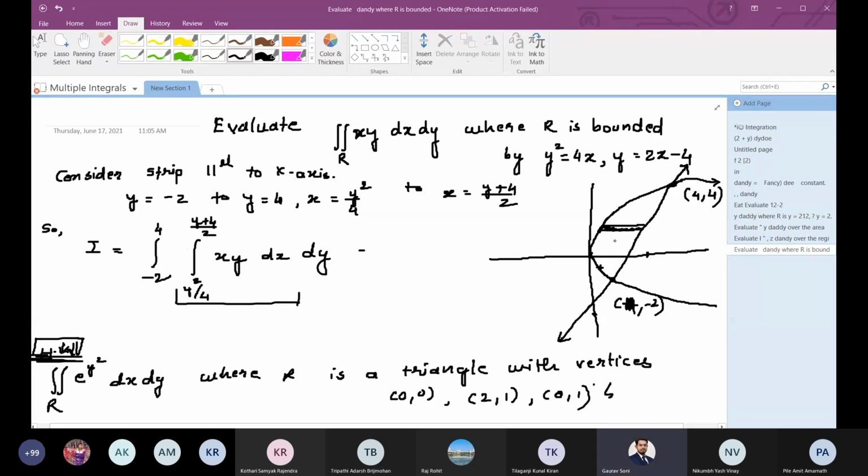Fine. So the final answer for this example, y square equal to 4x, is 45 by 2. Okay, check it later.